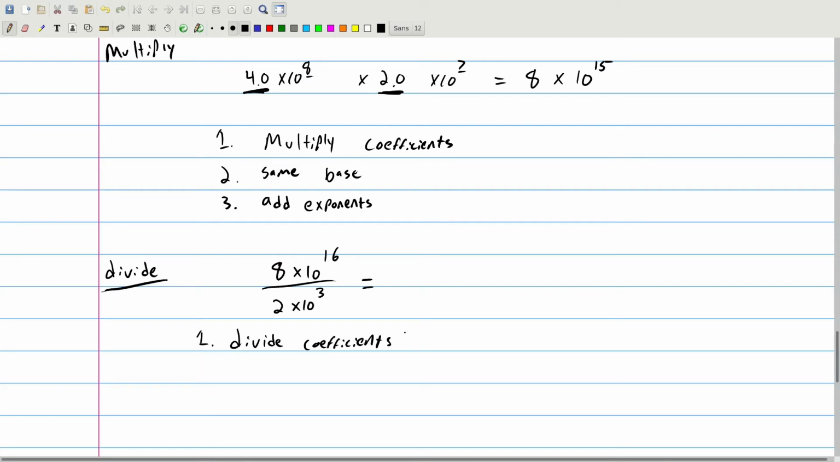Now, be careful, because unlike multiplication, division has to be done in a specific order. So it's always top divided by bottom. So what is 8 divided by 2? Well, that's 4. Then the second thing we're going to do, we're going to have the same base again. So 4 times 10. And then we are going to, well, with multiplication we added exponents. With division, you're going to subtract exponents.